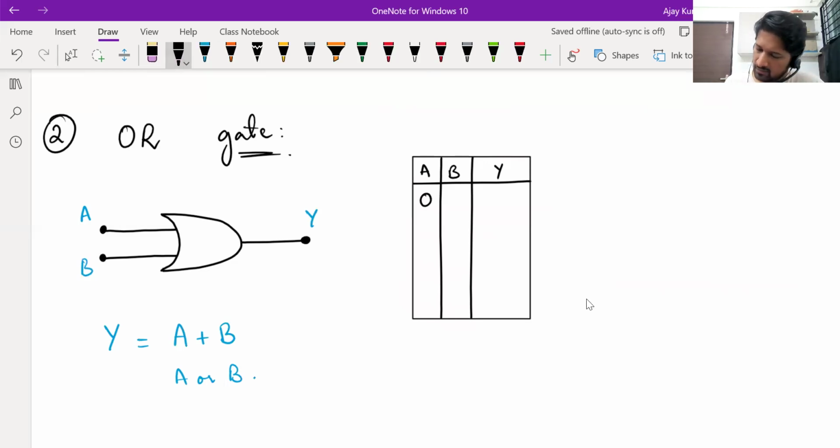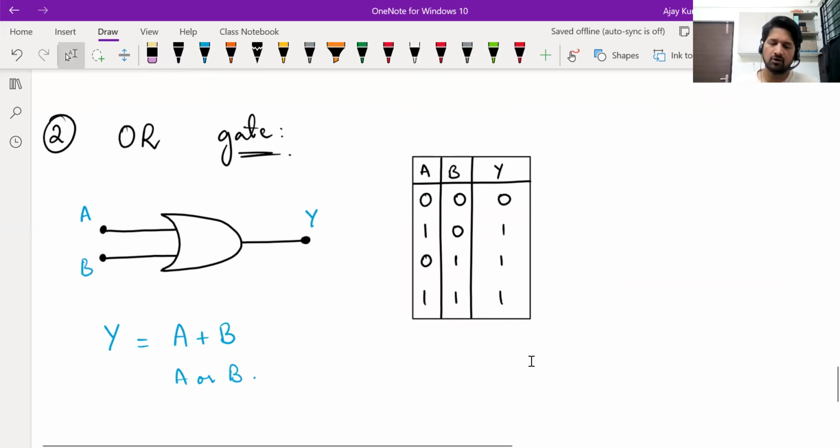So when A is 0 and B is 0, the output will be 0. But when A is 1, B is 0, the output will be 1. A is 0, B is 1, the output will be 1. And when both are 1 also, the output will be 1. This is what an OR gate does. This is the truth table of an OR gate, and the symbol for OR is plus.